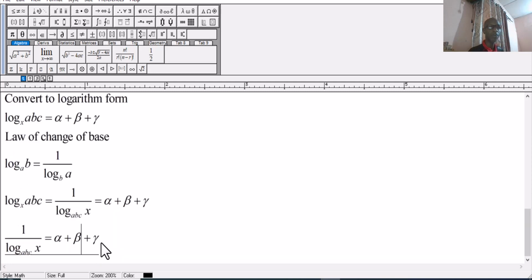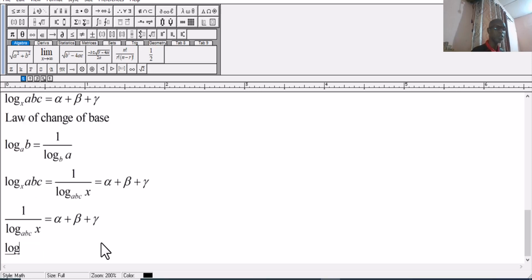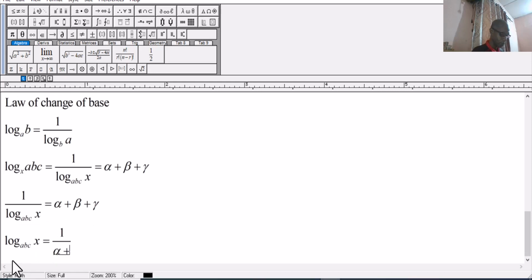So now we have this. All we need to do is find the reciprocal, just use the scissors rule: take this up and bring that one down. So you have your final answer: log x to base abc is equal to 1 over alpha plus 1 over beta plus 1 over gamma. This will be our final answer for this question.